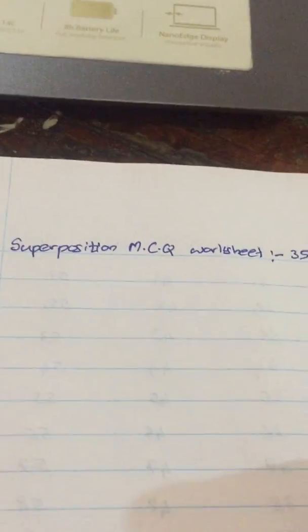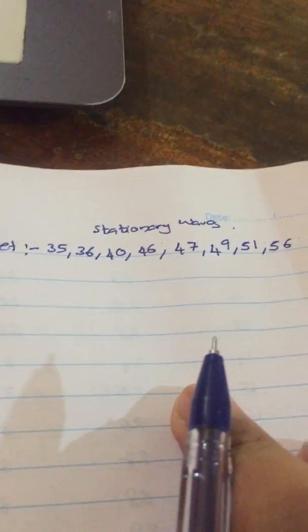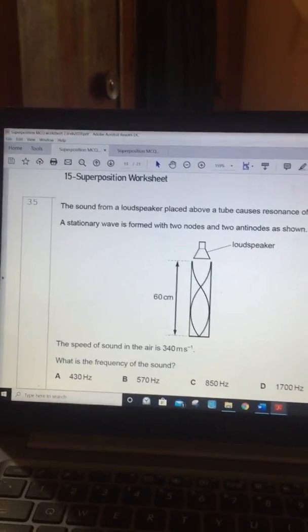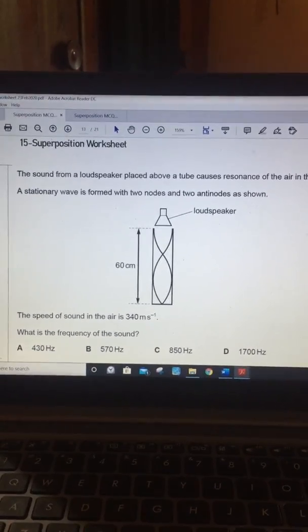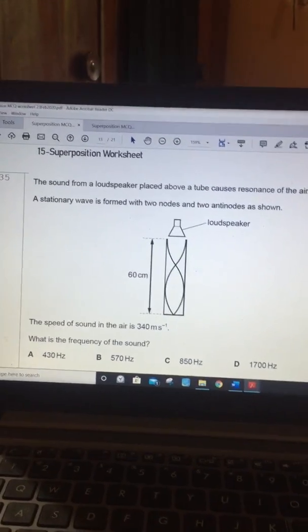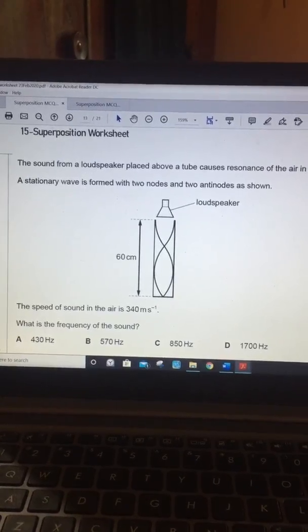Okay, so we're trying to do the superposition MCQ worksheet, and particularly the stationary waves questions. First we are planning to do question number 35. If you look at question number 35, the sound from a loudspeaker placed above a tube causes resonance of the air in the tube. A stationary wave is formed with two nodes and two antinodes as shown.